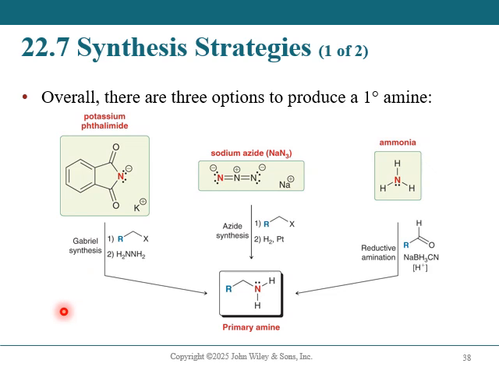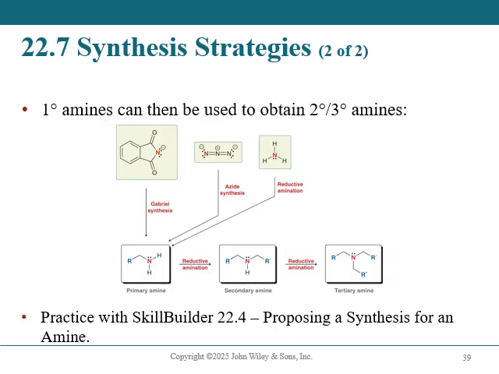Overall, there are three options to produce primary amines. We can go the potassium phthalimide route, we can go the sodium azide route, or we can go the ammonia route. It really depends on what exactly you plan to do, what your requirements are, purity, time, etc. Primary amines can then be used to obtain secondary and tertiary amines. So once we obtain that primary amine, we purify, we isolate, we can then move on to generate secondary and tertiary amines.